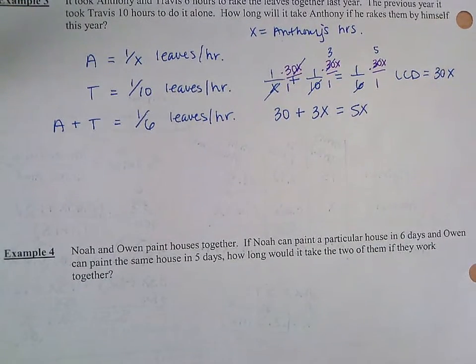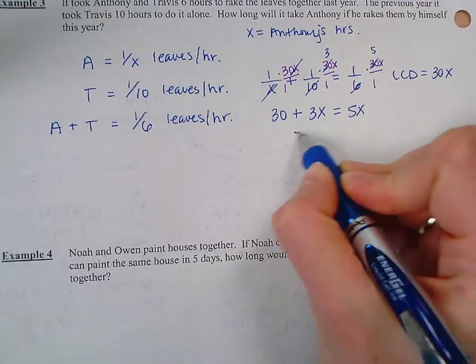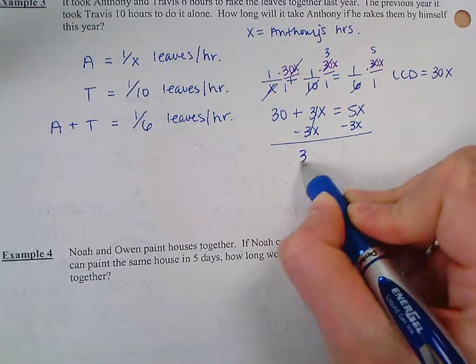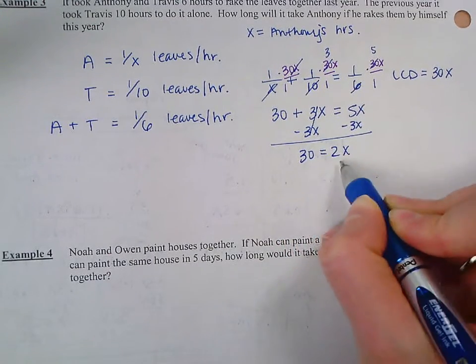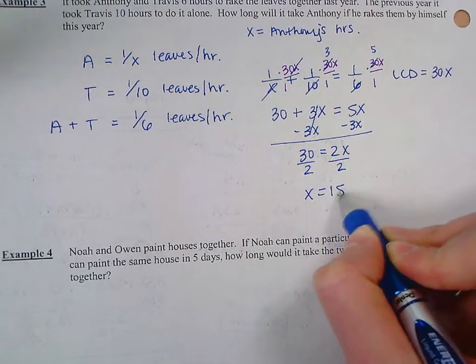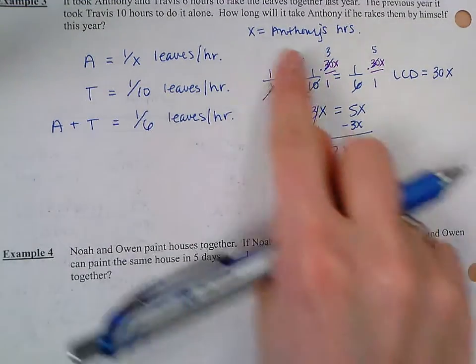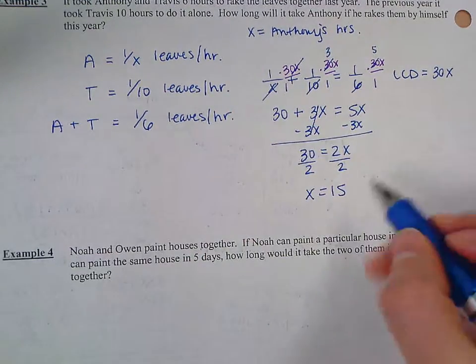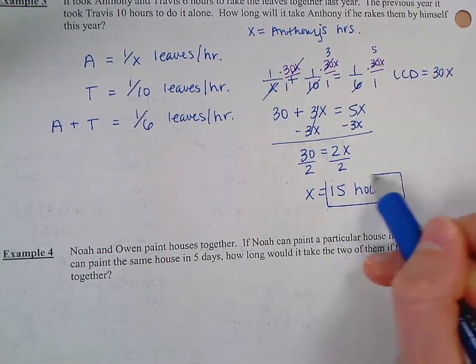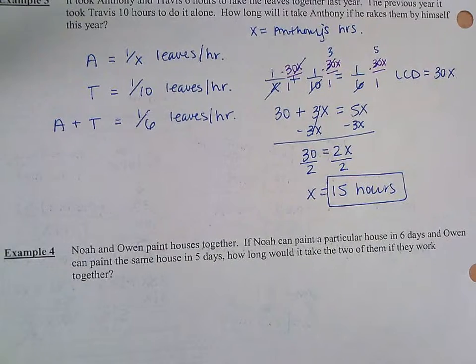And now I can solve for x. So subtract 3x. So 30 is equal to 2x. Divide by 2. And x is 15. We are measuring how many hours it took Anthony. So it's 15 hours. If he had to do that job by himself, that's how long it would take based on the other rates.